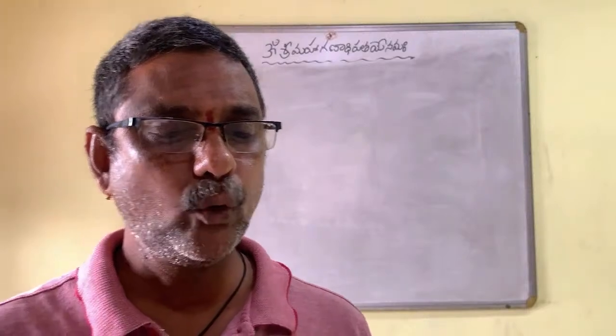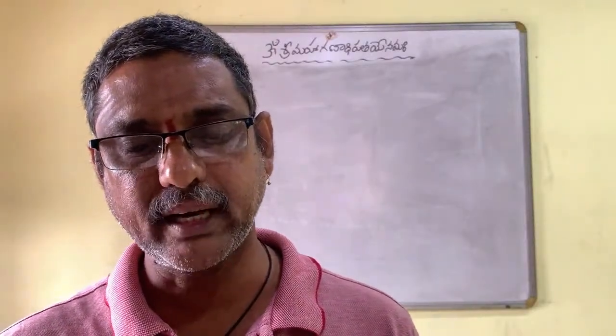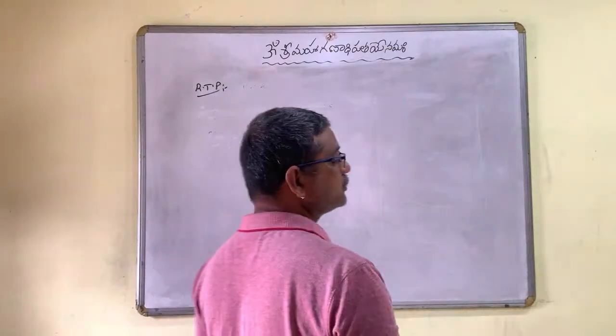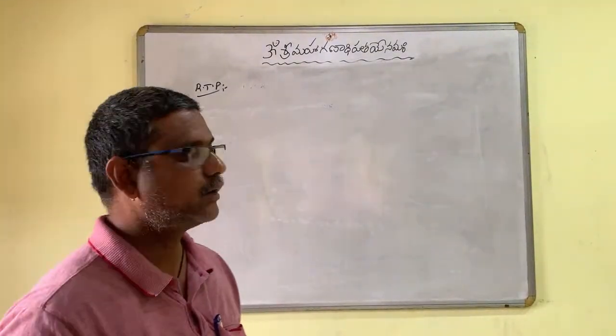Next question. Prove that the perpendicular at the point of contact to the tangent to a circle passes through the center of the circle. This is a very important question. It was asked many times in board exams.